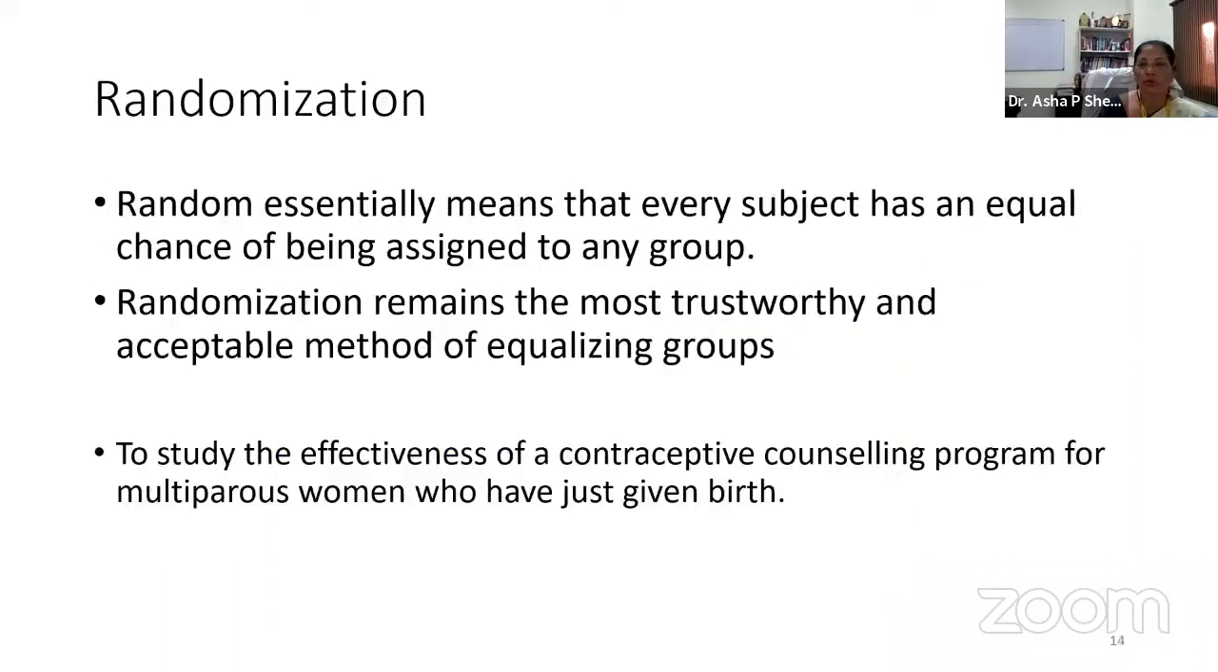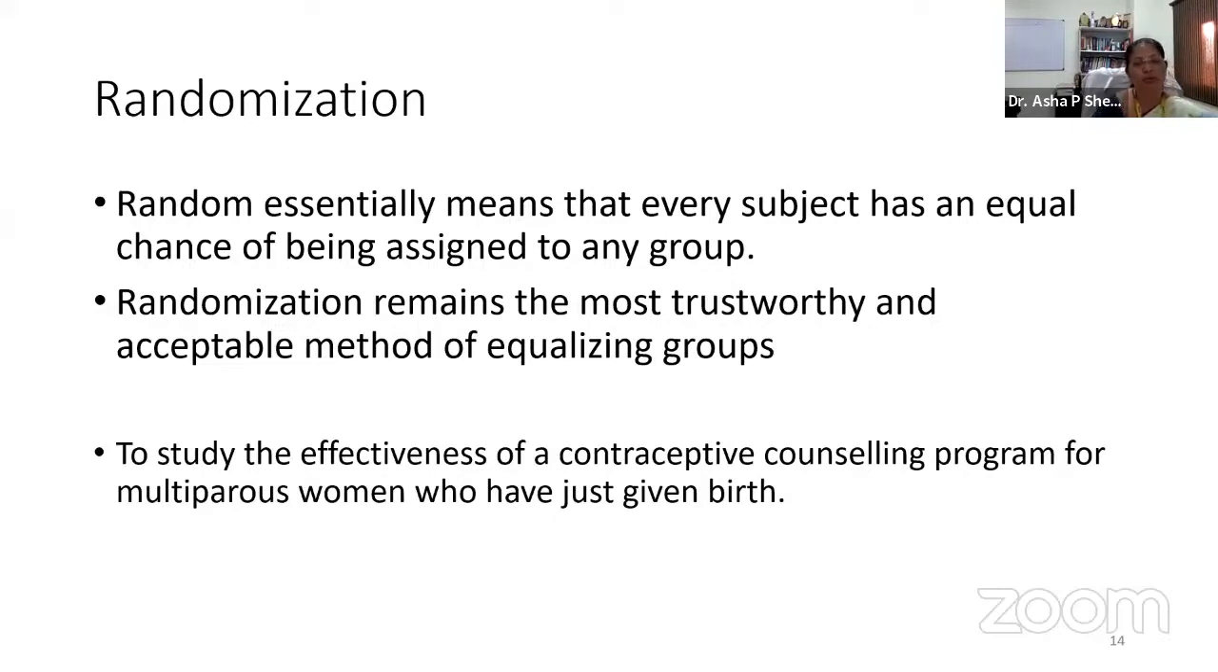So next we move on to the next characteristic, that is randomization. We have discussed manipulation and control, and now it is randomization. Randomization means essentially that every subject has an equal chance of being assigned to any group, and randomization remains the most trustworthy and acceptable method of equalizing the groups. Randomization can be done in many ways.